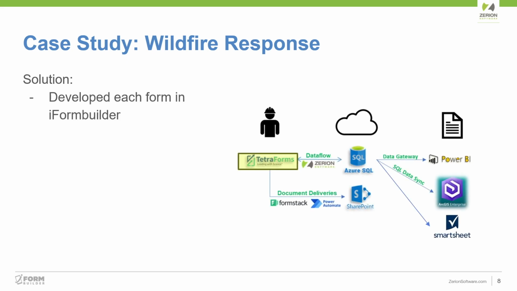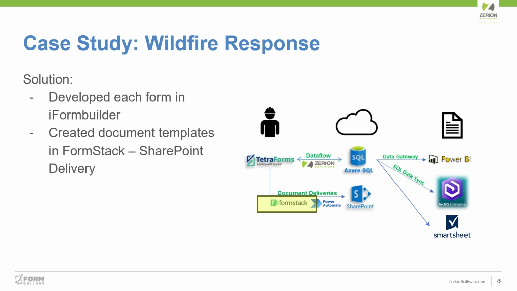Again, we developed each form in iFormBuilder for the different inspection teams, and then created document deliveries in FormStack to allow the data to generate the documents as soon as our quality control process was completed. This resulted in near real-time delivery of the inspections and reports to our internal project managers. You can see here the field staff is submitting the form. It goes to iFormBuilder and then ends up landing in a SharePoint site for them to review.